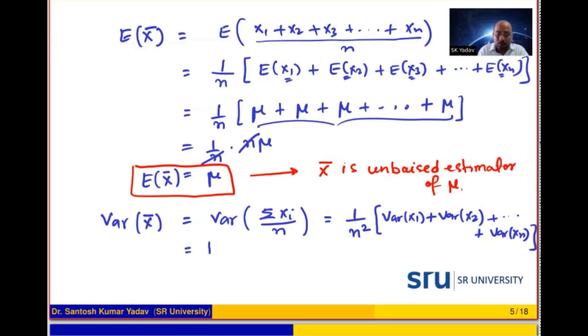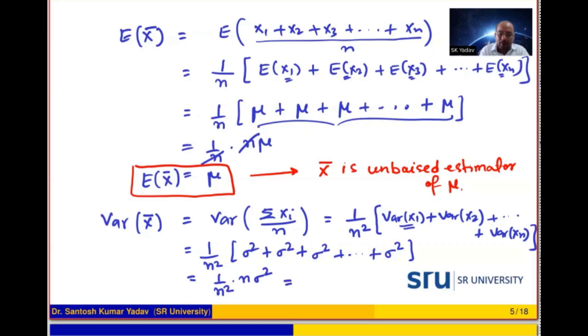So I can now write 1 upon n square into variance of x1, which is sigma square, plus variance of x2, which is also sigma square, plus variance of x3, which is sigma square, plus and so on. Variance of xn is also sigma square, and these are added n times. So I have now 1 upon n square into n times sigma square. So finally I got sigma square by n. So this is actually the variance of X bar. Sigma square by n is the variance of X bar.